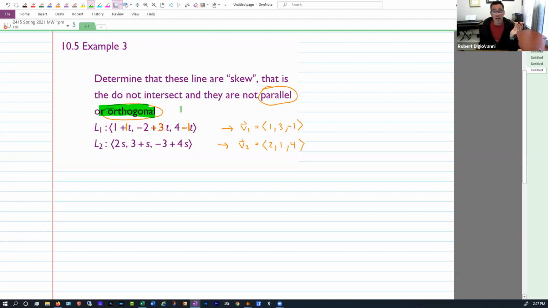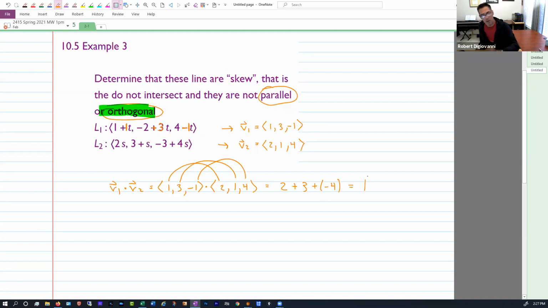Okay, so let's just check that. Let's check for orthogonal real quick. Let's dot the two vectors. V1, dot that with V2. That means take 1, 3, -1, dot that with 2, 1, 4. And if we dot those, we get a number, right? 2 plus 3 plus -4. And that's 1, right? We get the number 1. And that is not 0. So they are not orthogonal. Okay, so we've shown they're not orthogonal.